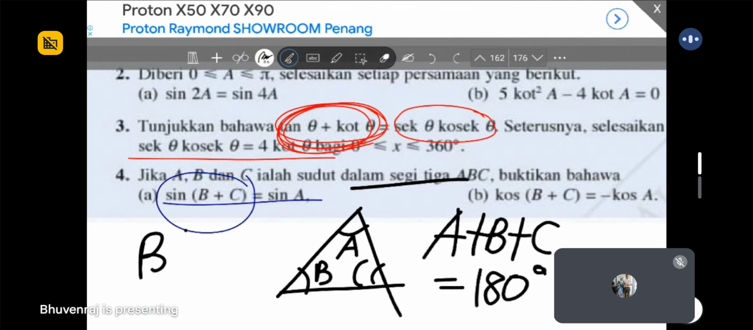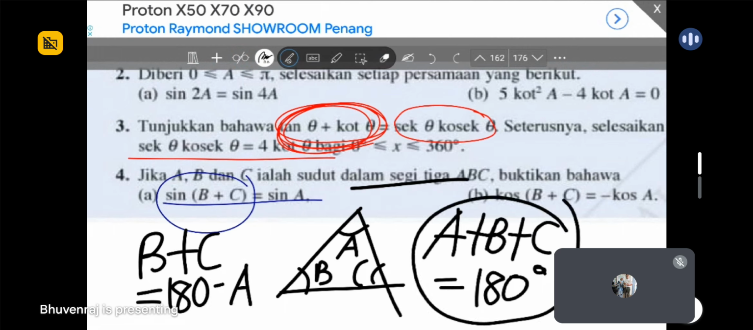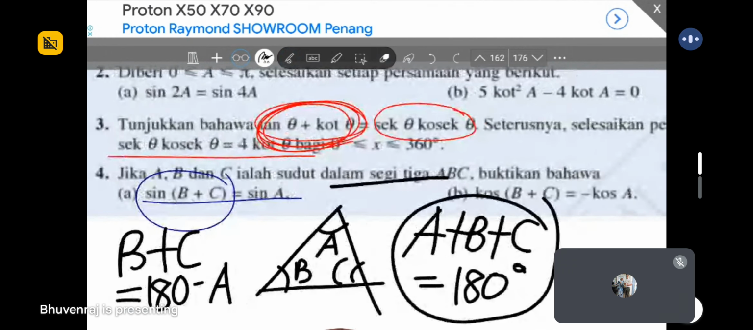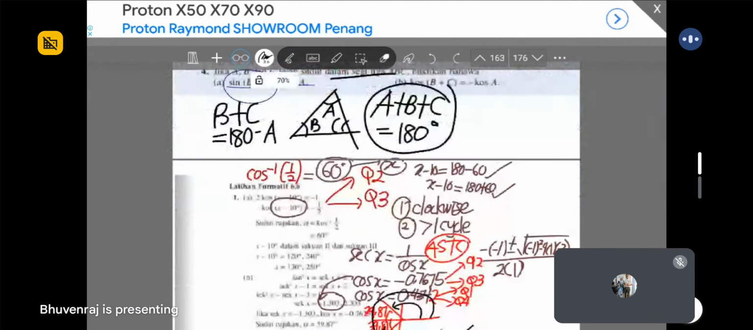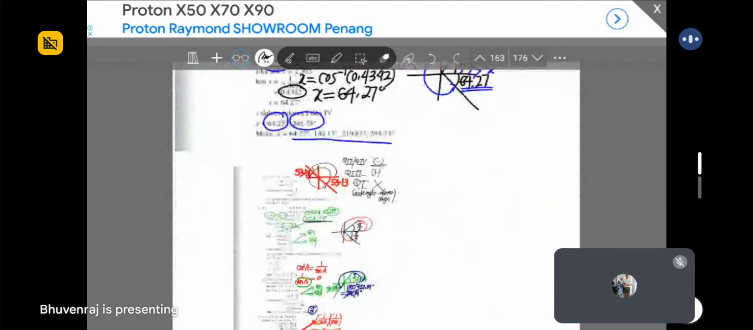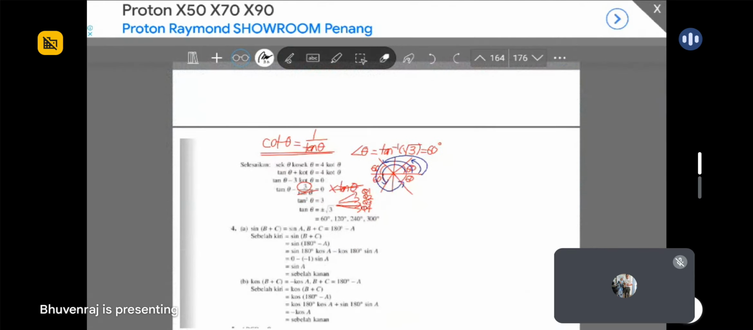How do you get B plus C? It is 180 minus A. Okay, just modify this equation. Just change the equation to get your answer. Alright, so you can substitute B plus C with 180 minus A. So you will get this working. This is how the calculation goes.